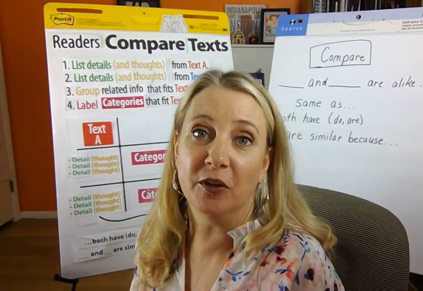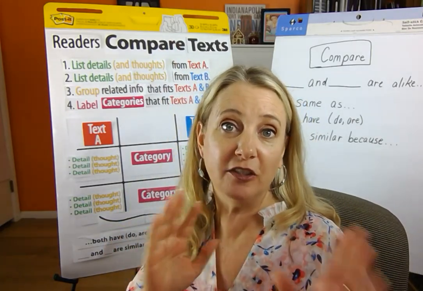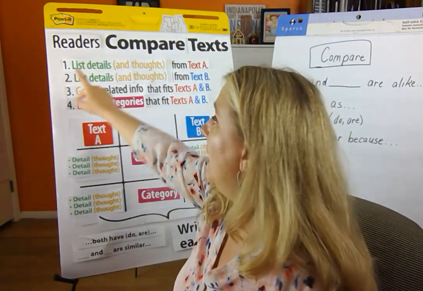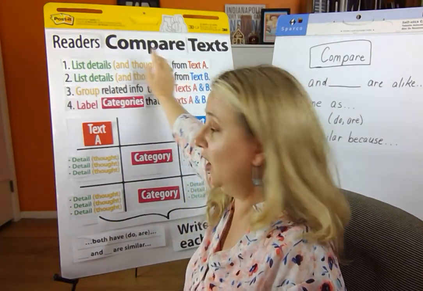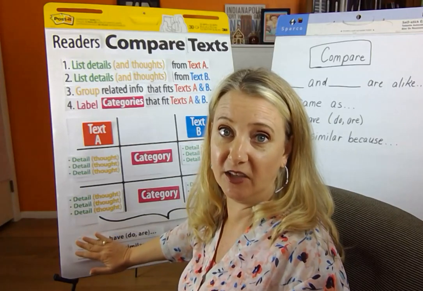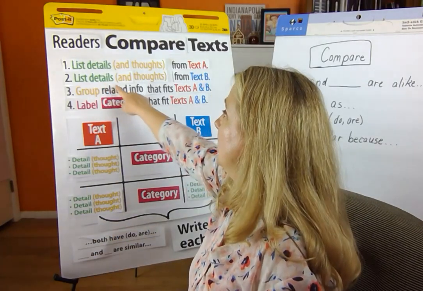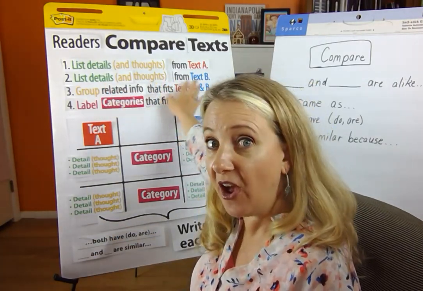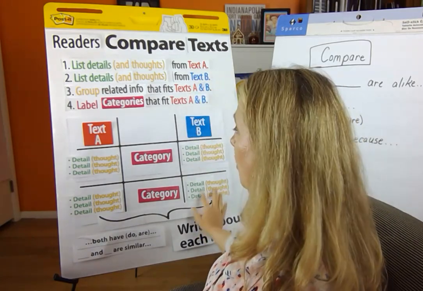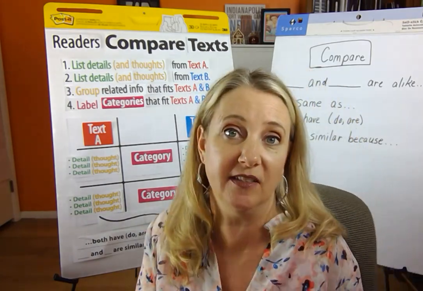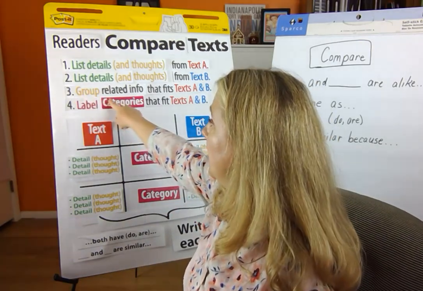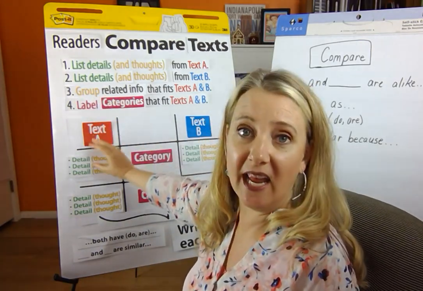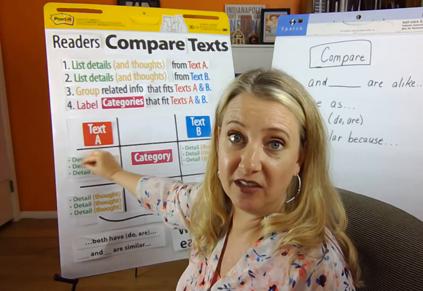So far, we've learned that when you are reading two texts, you have to first list all of the details for text A over here on the left-hand side of the T chart. Then you have to list all of the details and your thoughts from text B over here on the right-hand side of the T chart. Then in step 3, you group related information together.